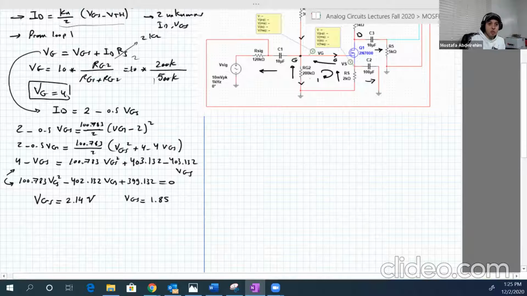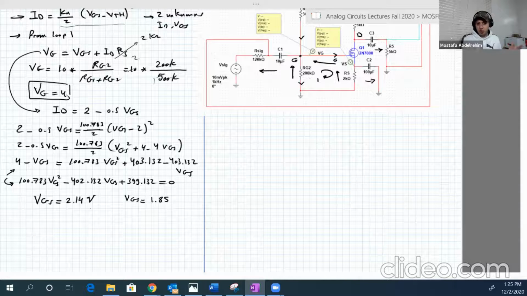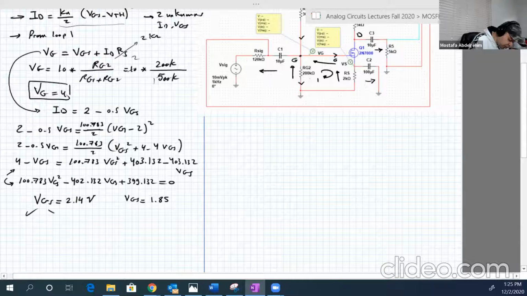Then by solving this quadratic equation, you will get two solutions: VGS equal to 2.14 and VGS equal to 1.85. We should choose one of them, of course. The one that is logical here is that one. Why? Because it's larger than V threshold. Remember, V threshold is equal to 2. This guy is less than V threshold.